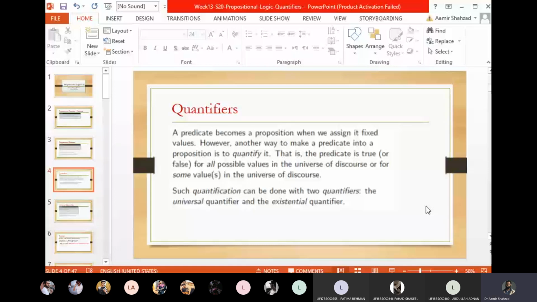सो इस तरह के क्वांटिफायर को, इस तरह की क्वांटिफिकेशन को, इस तरह की काउंटिंग को हम यूनिवर्सल क्वांटिफिकेशन कहते हैं. इसका यूनिवर्सल क्वांटिफिकेशन या यूनिवर्सल क्वांटिफायर के हमारी जितनी भी यूनिवर्स है, यूनिवर्स हमारी 11 प्लेयर्स की है. So each and every player is less than 40 years of age. हमारी स्टेटमेंट क्या है?